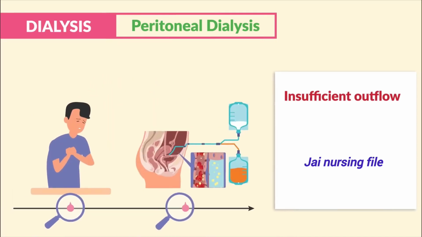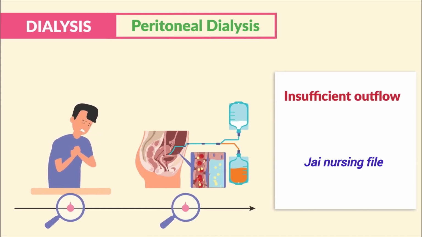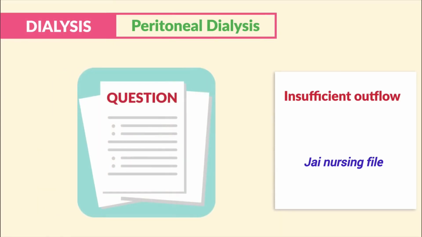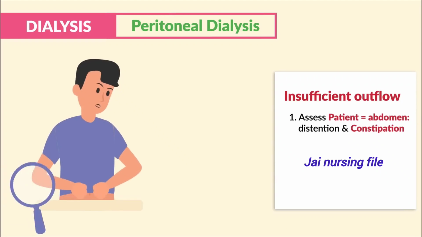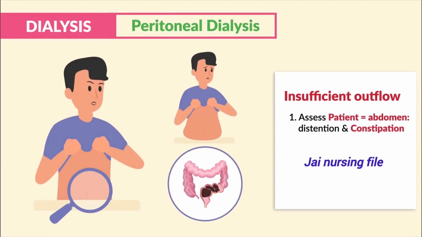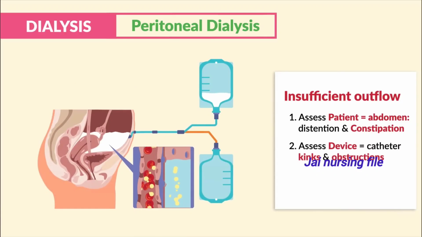So big NCLEX tip here. We always assess the patient first and then assess devices after. And always assessment comes first before interventions, which comes second. So when you get a question about insufficient outflow, we always, number one, assess the patient, assessing the abdomen for distension and constipation. Number two, you assess the device for catheter kinks and obstructions.